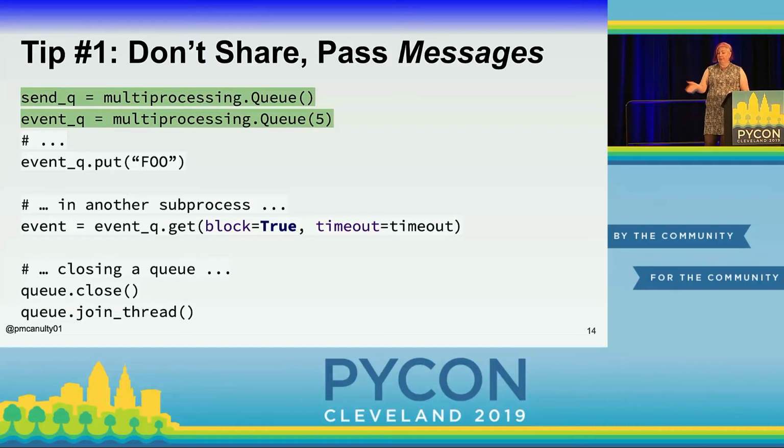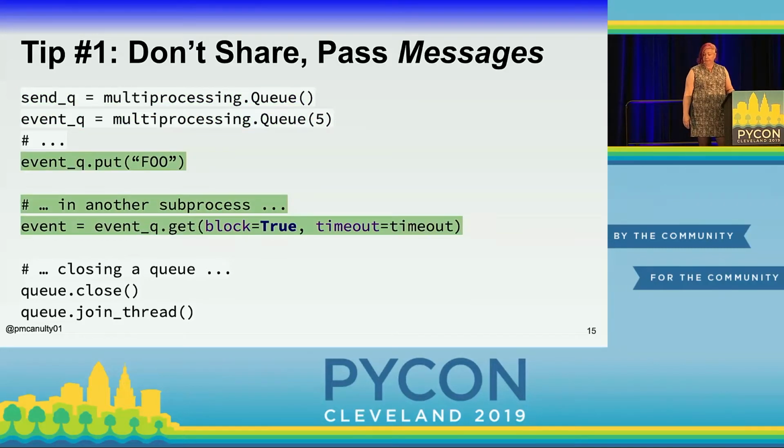So a couple of examples. Setting up a queue is pretty straightforward. You can set up a queue that will use up all the memory it can use, or you can say only accept 5 messages, and then if you try to put something on that queue, it'll block. Putting stuff on a queue is pretty straightforward. Getting something off of a queue becomes very important in one of the other tips, but always use a timeout.